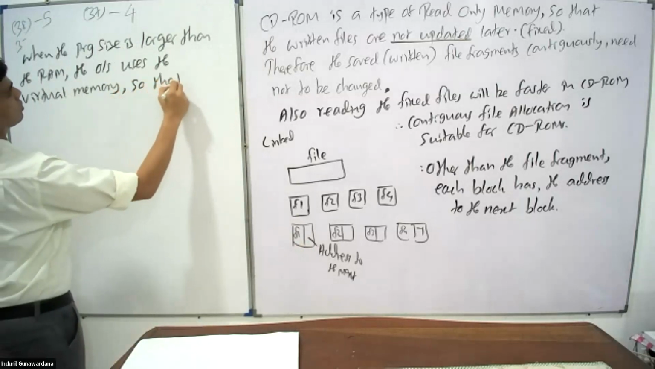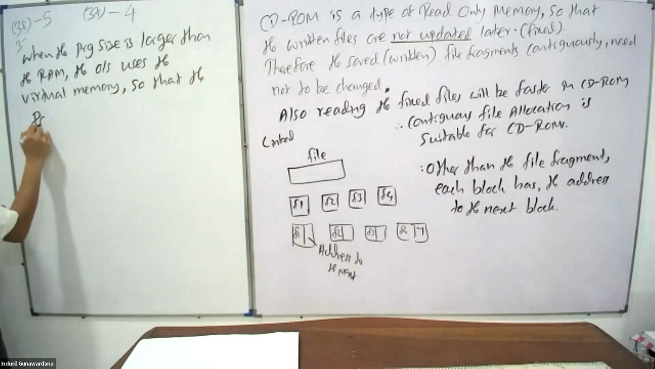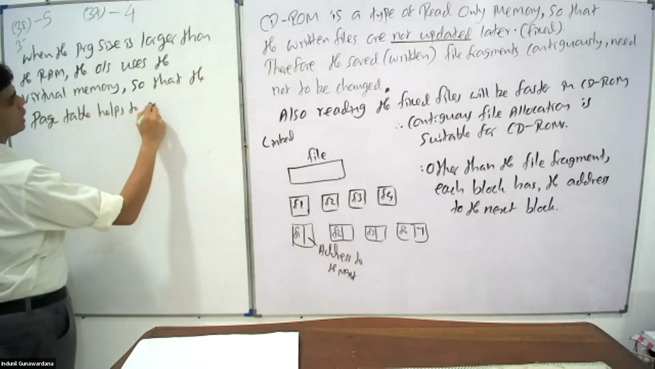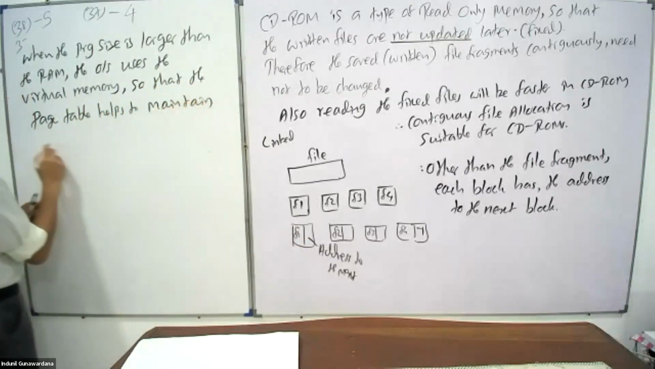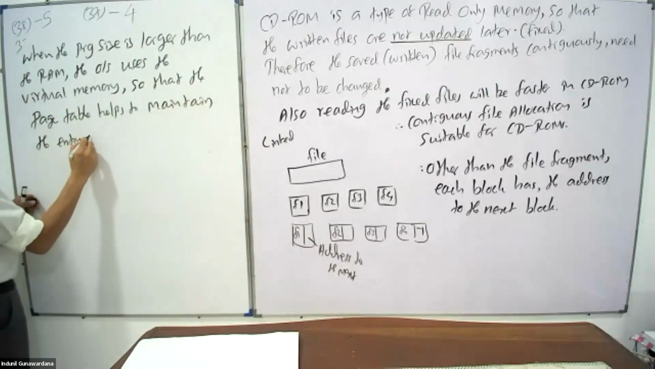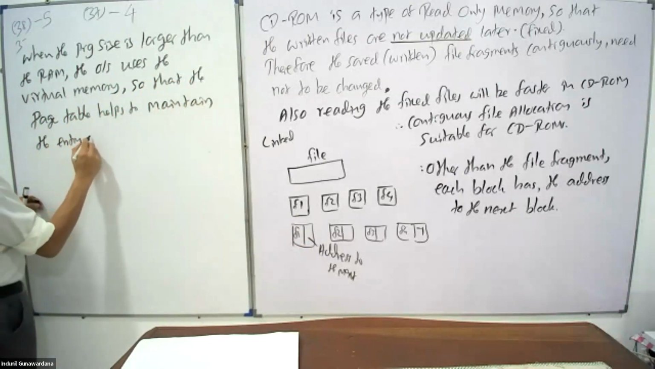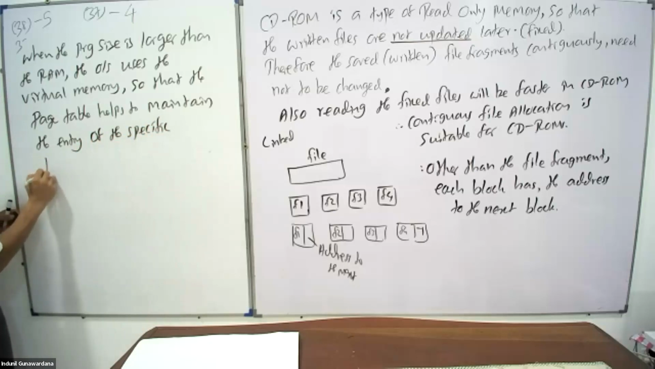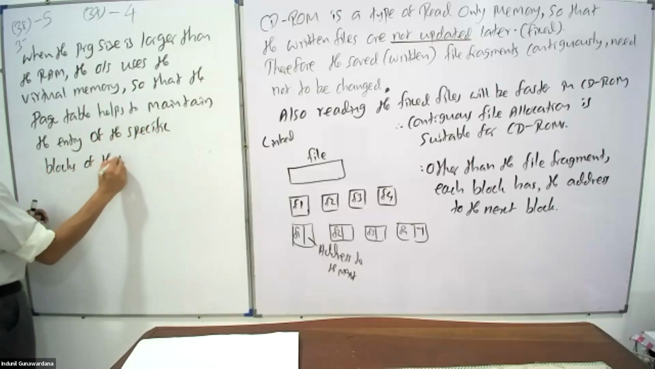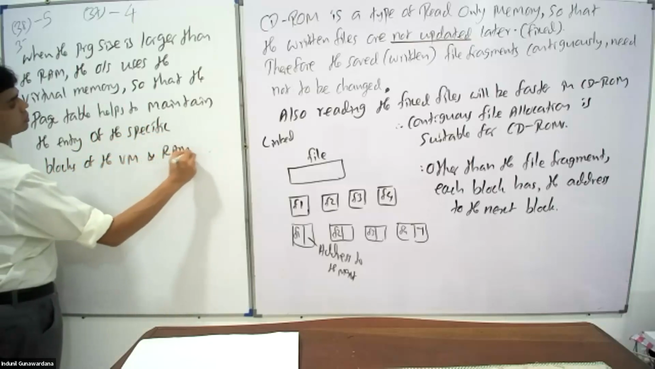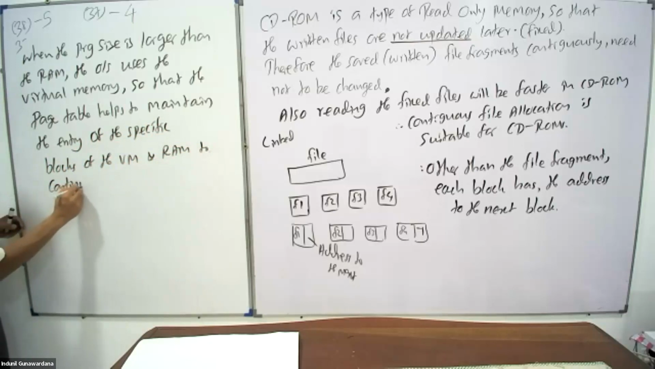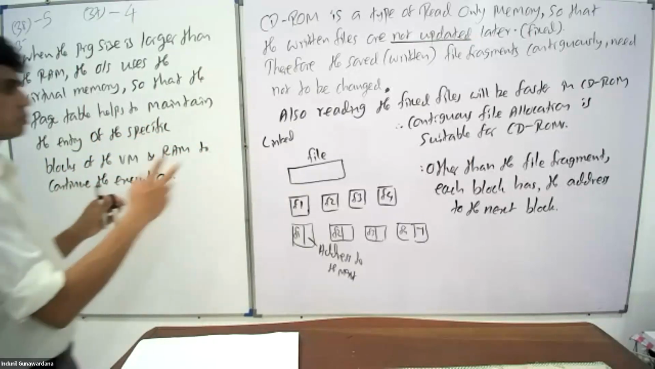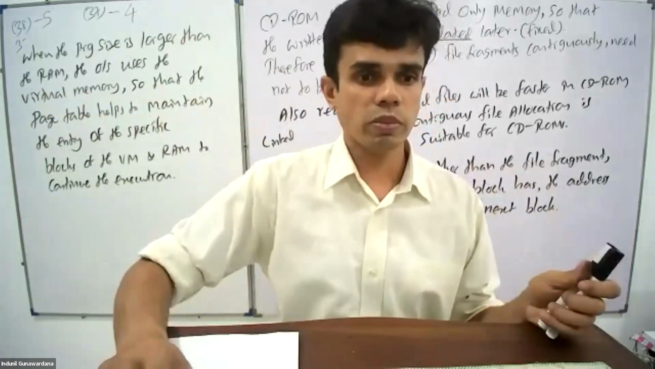so that the page table helps to maintain the entry of the specific blocks of the virtual memory and the RAM to continue the execution. Right. So that supports to map the virtual memory and the physical memory. That's the idea.